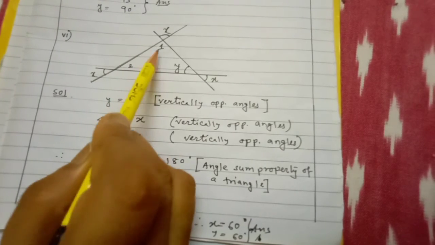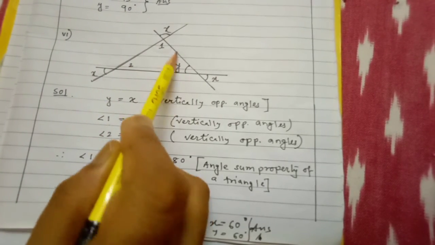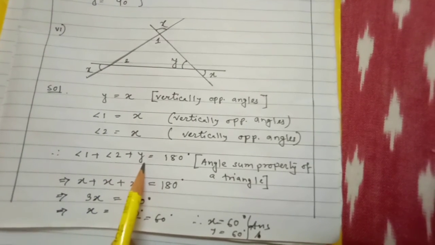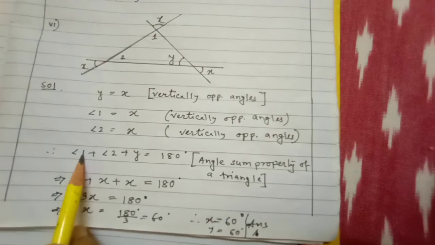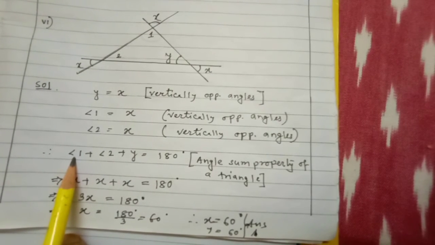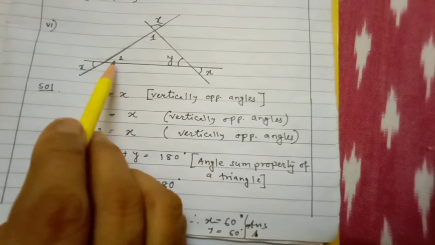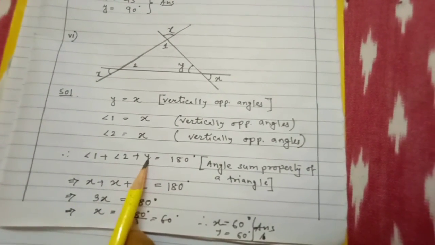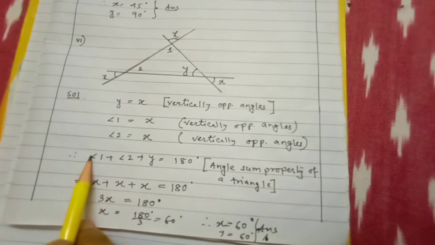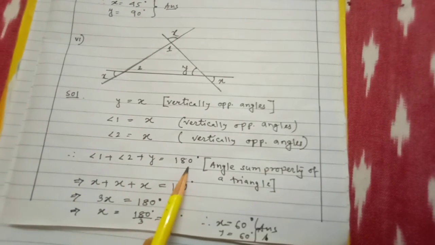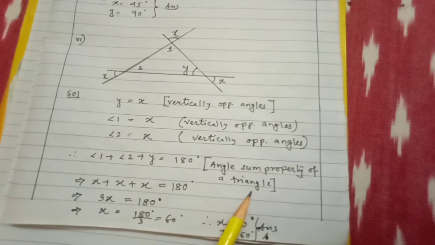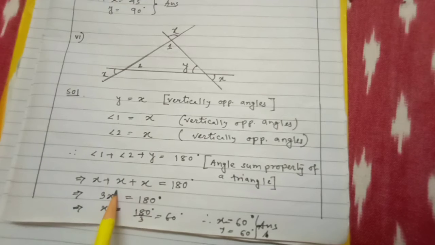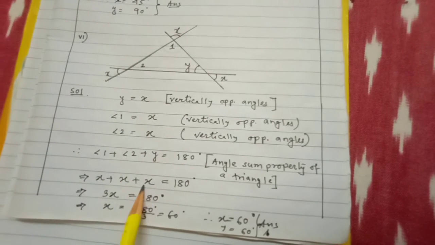Now angle 1 plus angle 2 plus angle y, angle sum property of a triangle. I can write 1 plus 2 plus y. This is not the numerical value of 1 and 2. This is only a variable, like I have used it as a variable. Angle 1, angle 2 and angle y are the three angles of the triangle, and the sum of these angles is equal to 180 degree. Reason: angle sum property of a triangle. Instead of 1 I can write x, instead of 2 also I can write x, and y also I can write x, equal to 180 degree.